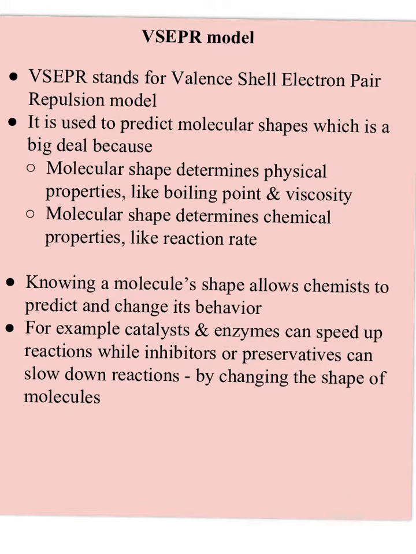And it's a big deal to know what the molecular shape is because the molecular shape will determine physical properties like boiling point and viscosity, how thick it is, how easily it flows. And it also determines chemical properties like reaction rate. So knowing a molecule's shape allows chemists to predict and change that molecule's behavior. So a lot of catalysts and enzymes that are used to speed up reactions, or inhibitors and preservatives that are used to slow down reactions, are created by finding a way to change the shape of the molecule. So lots of pharmaceuticals, lots of products depend on being able to know and change the molecular shape.